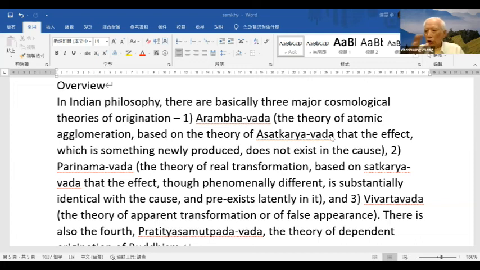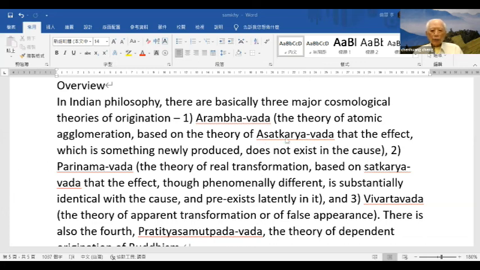It is not evolutionary philosophy, but a philosophy of atomic agglomeration, of atoms or particles or quanta. In modern physics, we call it quantum accumulation. We put many quanta or particles or waves into an atom, and then we can have the particle, and then we have the matter. So it is called Asatkaryavada, that the effect, which is something newly produced, does not exist in the cause.